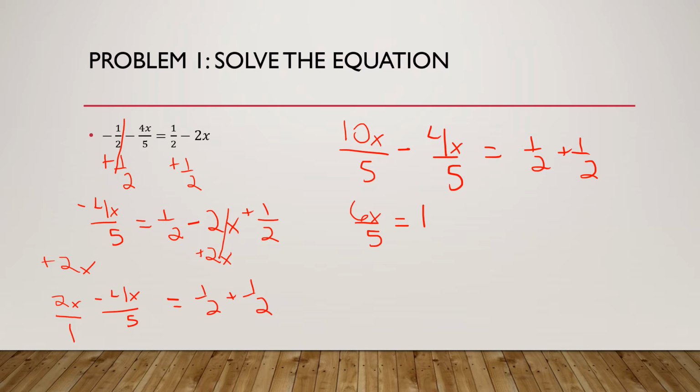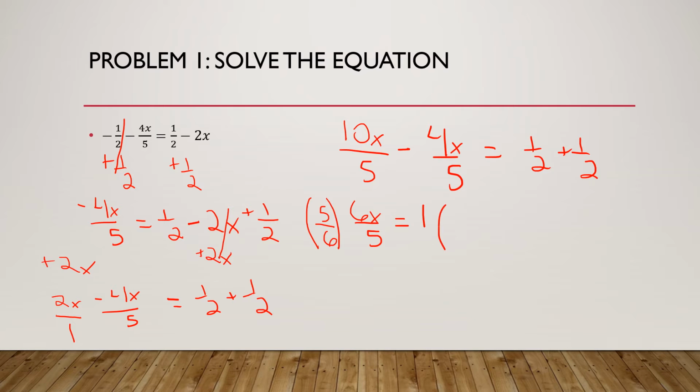So finally, we need to solve for x. So in order to solve for x, we can multiply this 6x over 5 by its reciprocal. The reciprocal of 6x over 5 is going to be 5 over 6. By multiplying this by 5 over 6, you're able to get x by itself, because 6 divided by 6 is going to be 1. 5 divided by 5 is going to be 1.